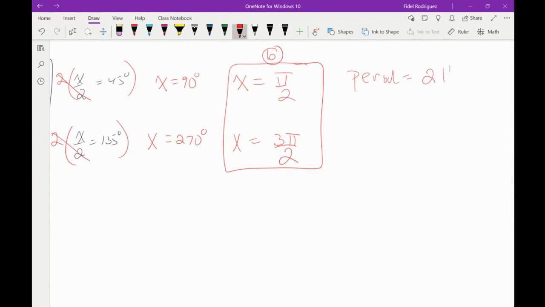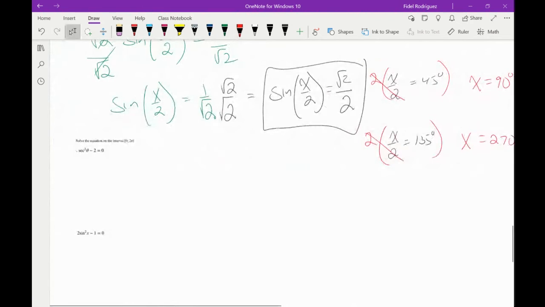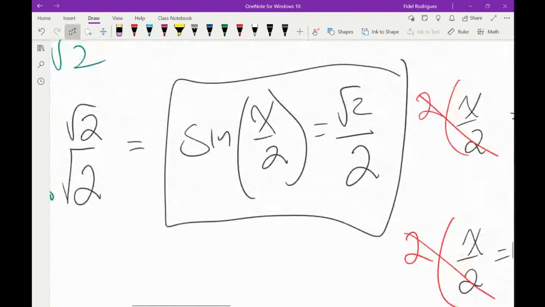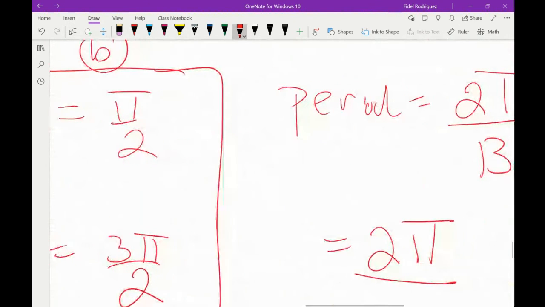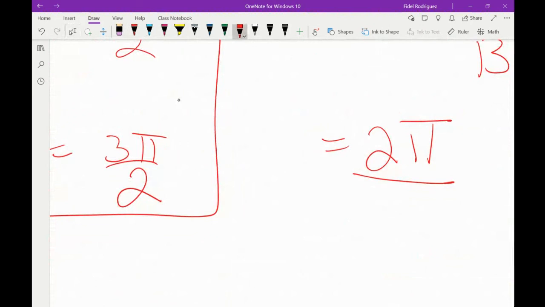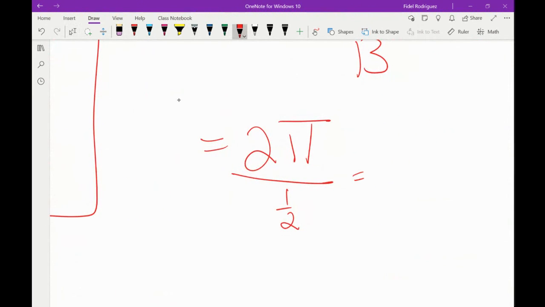Remember the way we find the period? We take 2 pi and we divide it by b. What is our b in this problem? What's the number? Look right here, y'all. What's the number in front of that x? 1/2, right? You can think about that as a 1/2. Okay. So we're going to come back and we're going to say this is 2 pi divided by 1/2, which is 2 pi over 1 times 2 over 1, 4 pi.